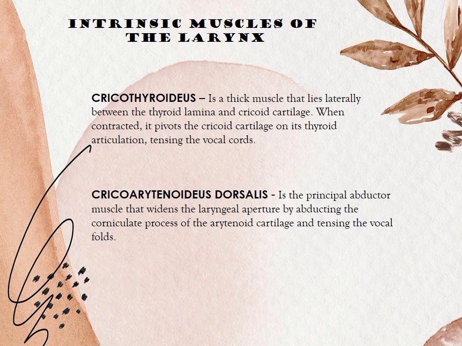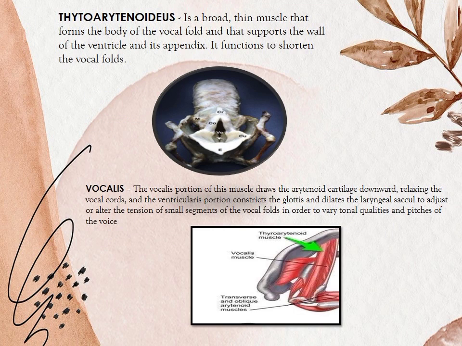Then the next one is the thyroarytenoid muscle, a broad, thin muscle that forms the body of the vocal fold and supports the wall of the ventricle and its appendix. And its function is to shorten the vocal folds.